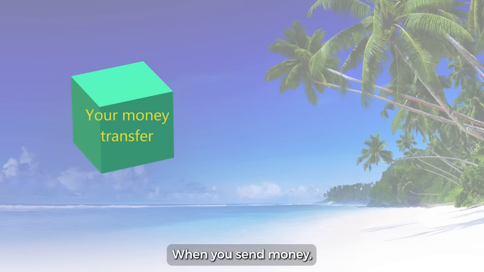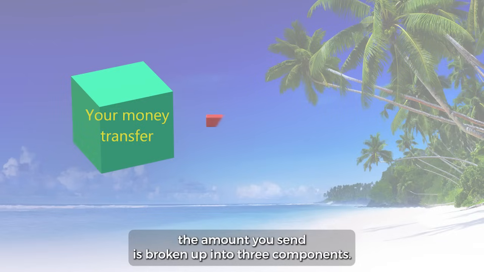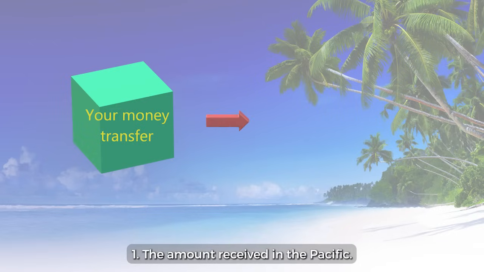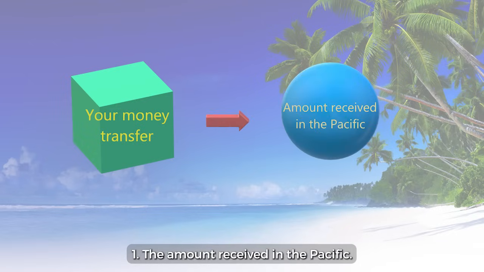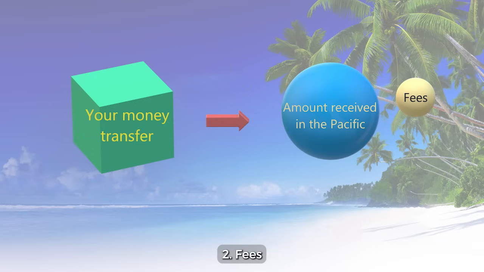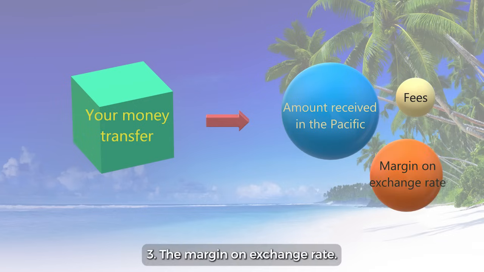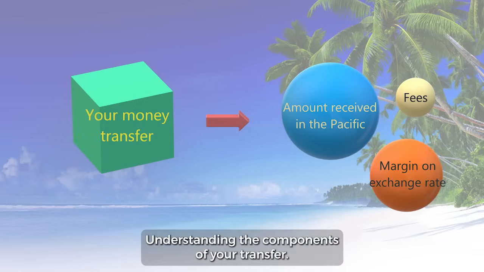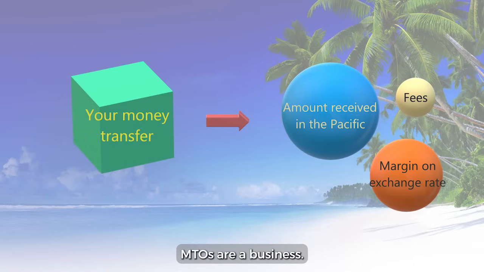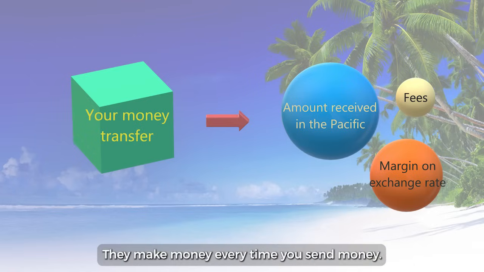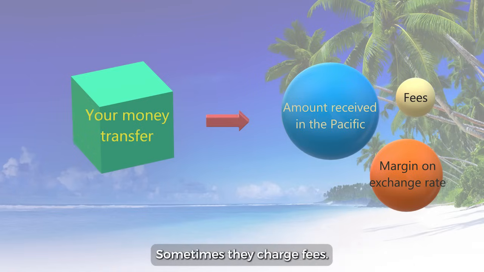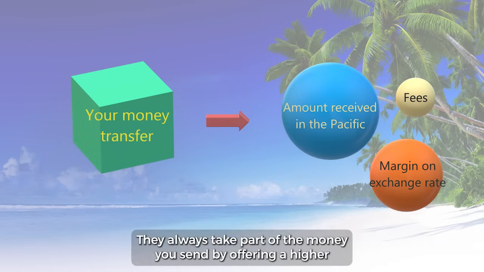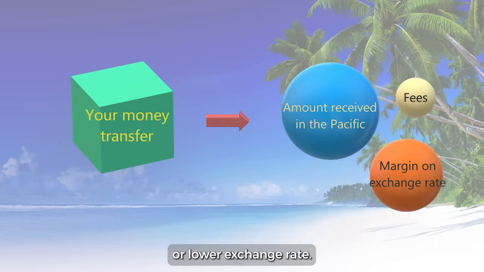When you send money, the amount you send is broken up into three components. 1. The amount received in the Pacific. 2. Any fees. 3. The margin on exchange rate. Understanding the components of your transfer: MTOs are a business. They make money every time you send money. Sometimes they charge fees. They always take part of the money you send by offering a higher or lower exchange rate. This is called a margin.